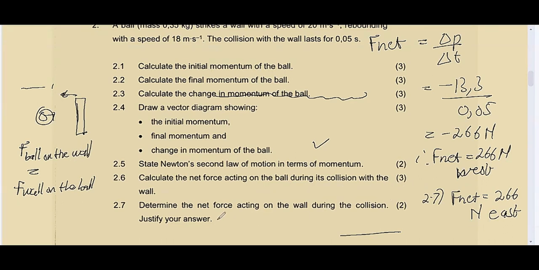Then how do you justify that? You just say Newton's third law. When object A applies a force on object B, object B will apply the same magnitude of force, but in the opposite direction.